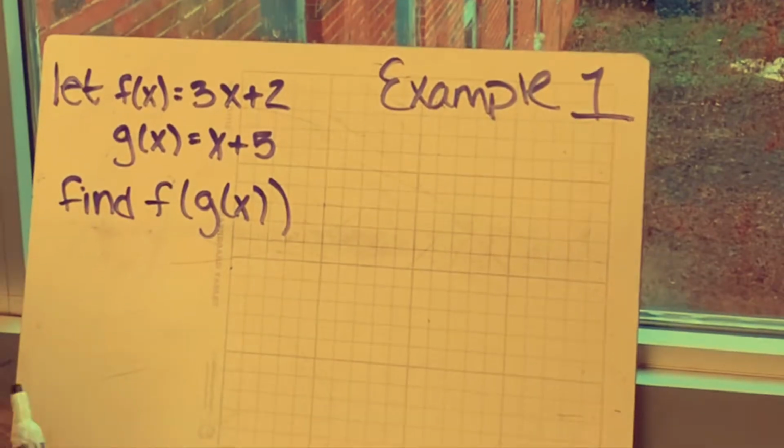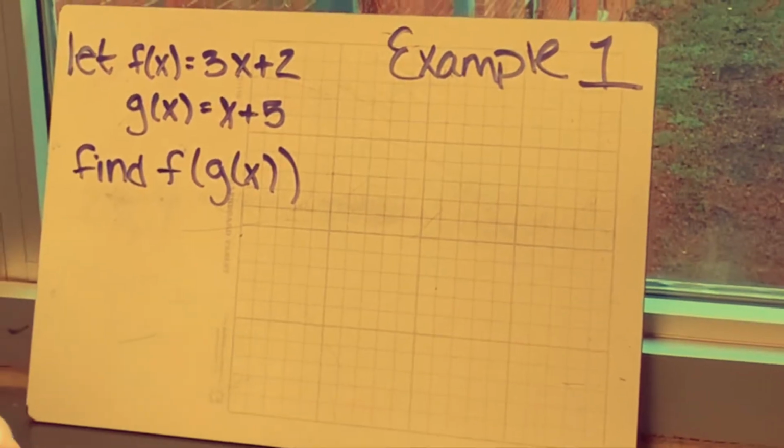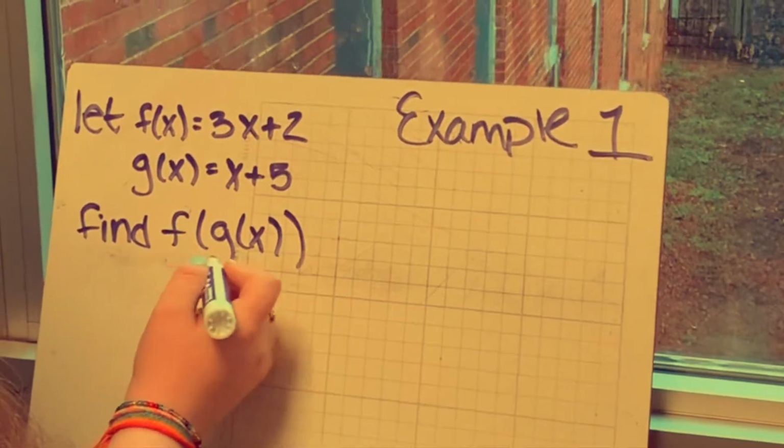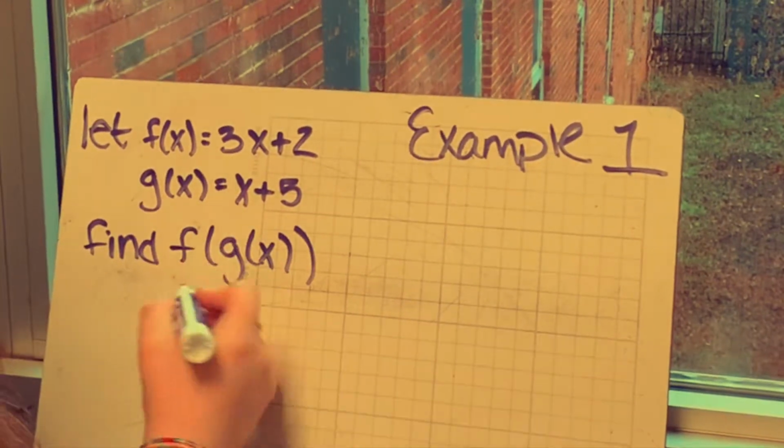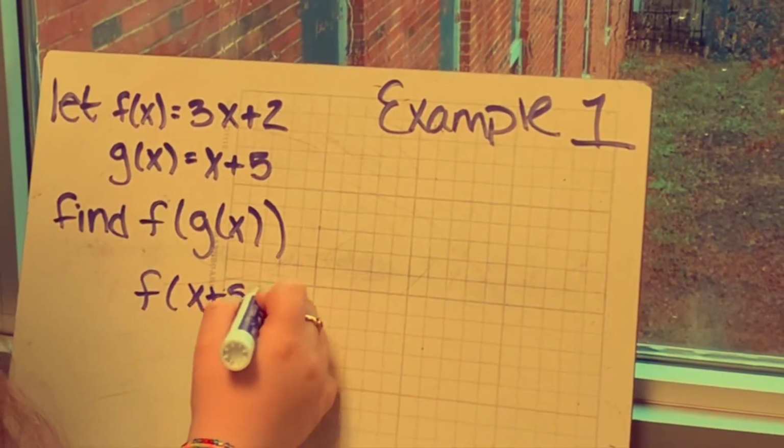Let f of x equal 3x plus 2 and g of x equal x plus 5. Find f of g of x. In place of g of x, you're going to fill in what g of x equals. So it'd be f of x plus 5.